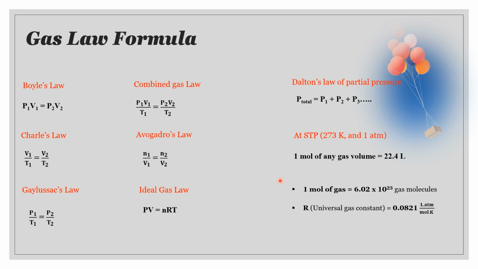In addition to these gas laws, you need to understand the connection between moles and the molecules. 1 mole of any substance or 1 mole of gas is equal to Avogadro number of molecules. So 1 mole of gas equals 6.02 times 10 to the 23 power gas molecules. With these gas laws and all the other constants, let's go and try to solve some examples.